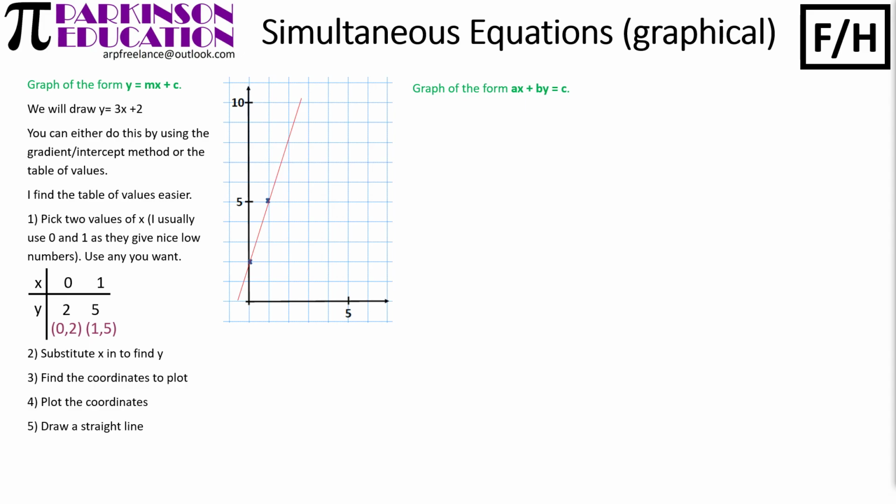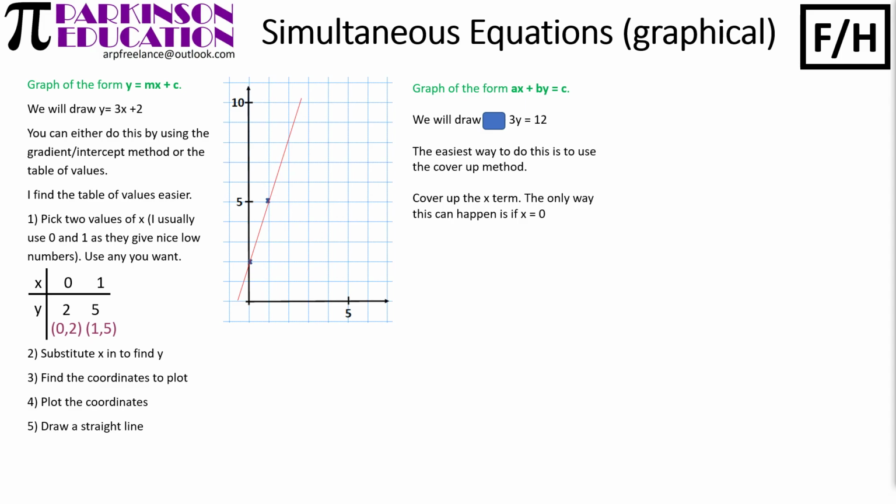Let's look now at our next one. So we've got ax plus by equals c. Notice here the x and the y are on the same side. If you can notice that, you'll know it's this method you need to use. We're going to use the cover-up method. So we're going to draw 4x plus 3y equals 12. Our first step is I cover up the 4x.